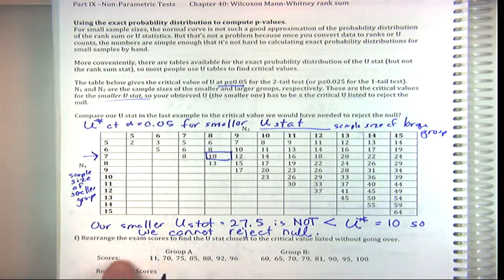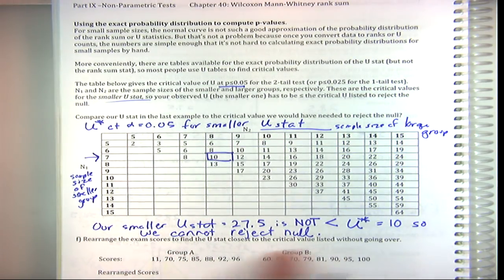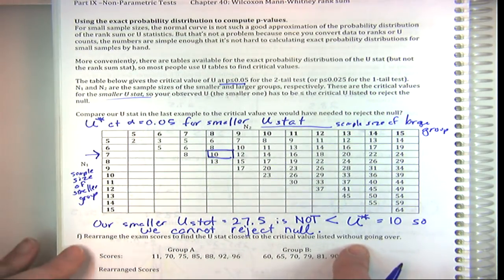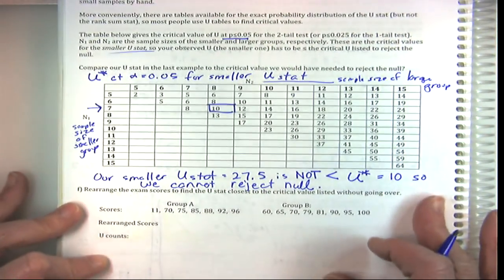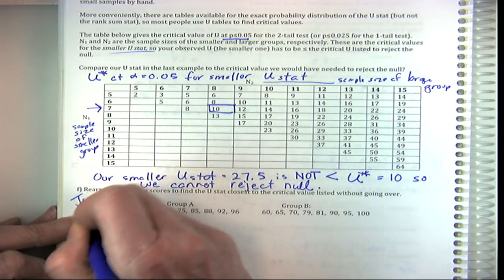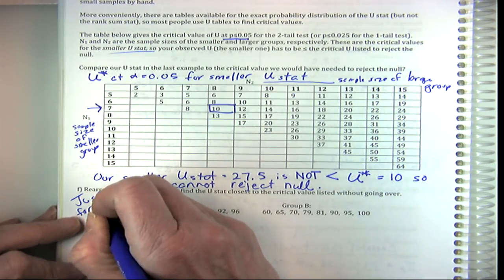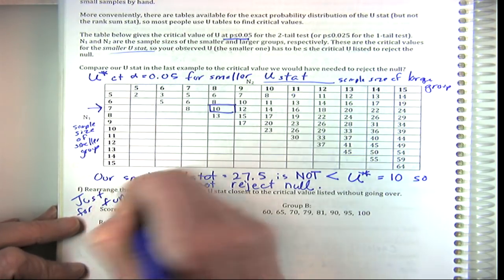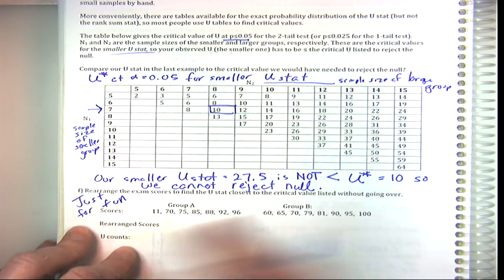Now, what do I say here? Rearrange the exam scores to find the U stat closest to the critical value without going over. Well, I just gave you examples. This is just for fun, so you can try it on your own. Just try different combinations and see which ones you'd reject the null on.